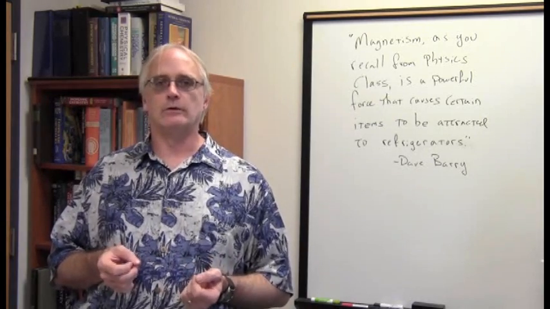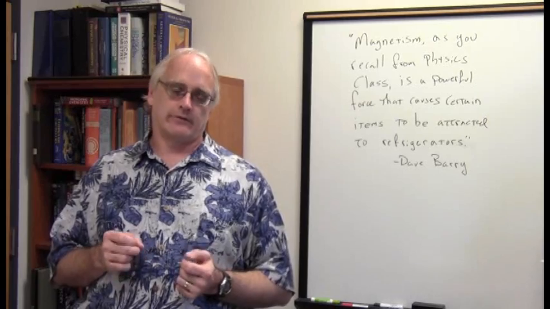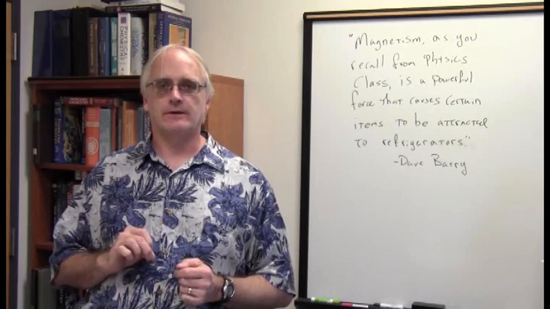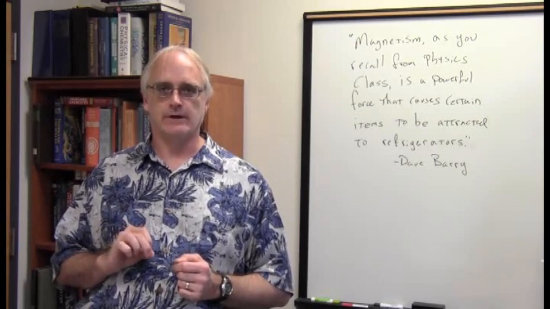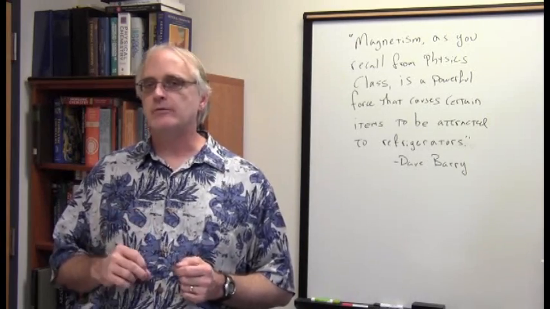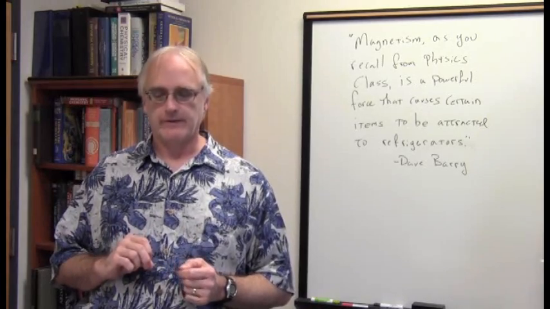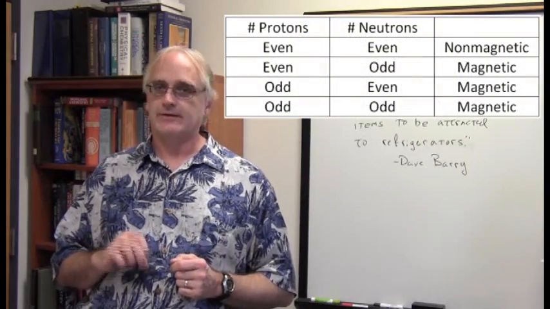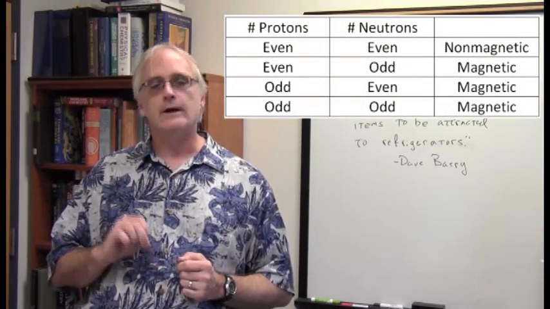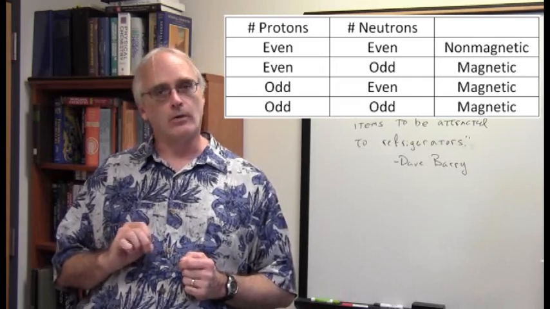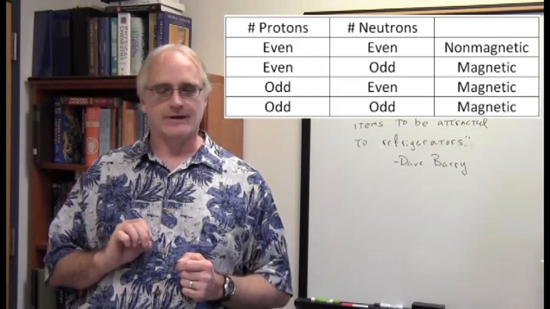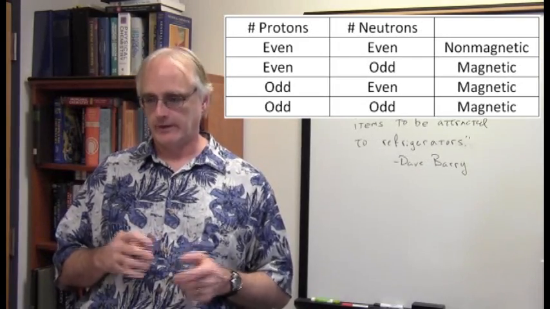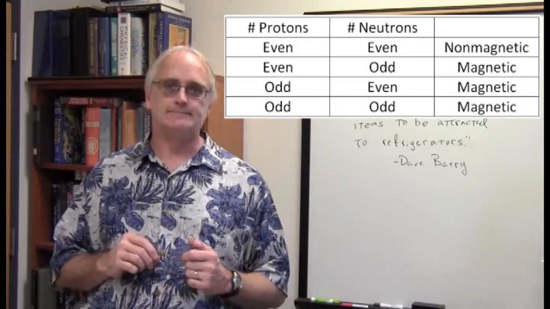In fact, as a general rule of thumb, if you ever run across a nucleus of whatever atom that has an even number of protons and an even number of neutrons, like carbon-12, it's going to be a non-magnetic nucleus. If you run across a nucleus, in any isotope of that element, that has an odd number of protons, or an odd number of neutrons, or an odd number of both, there's a high probability that it is going to be a magnetic nucleus. Carbon-13 is a good example of that.